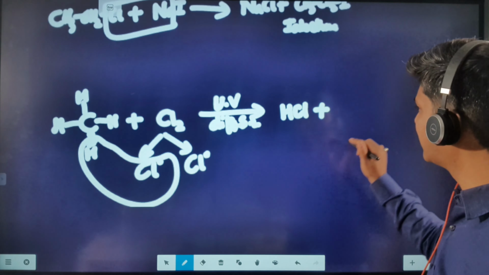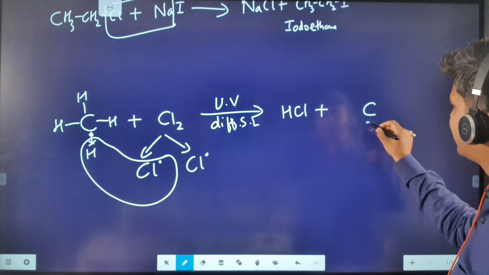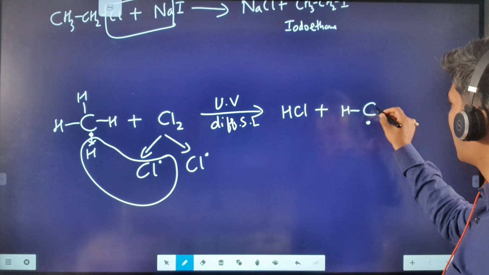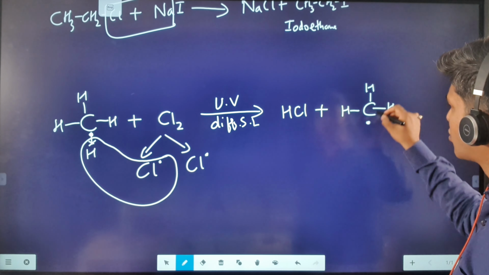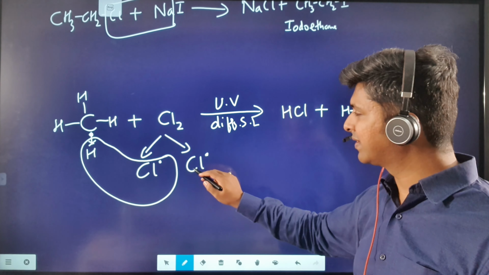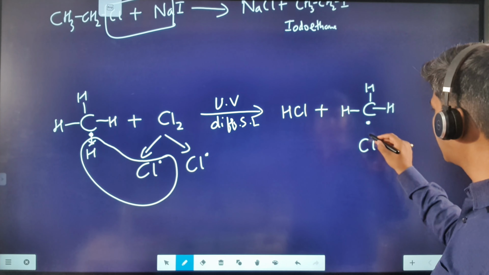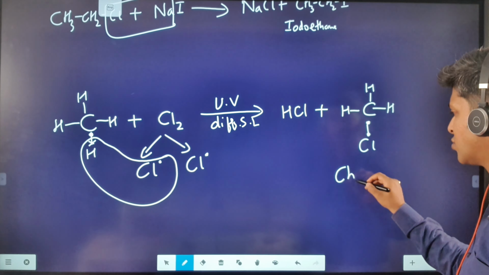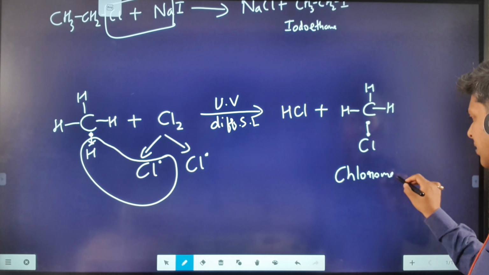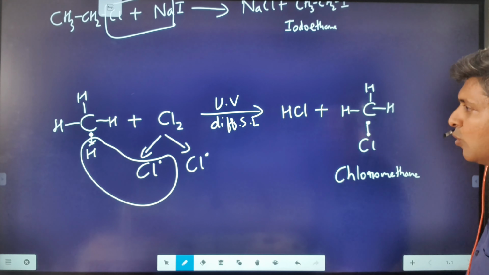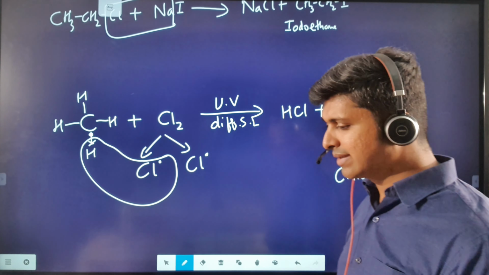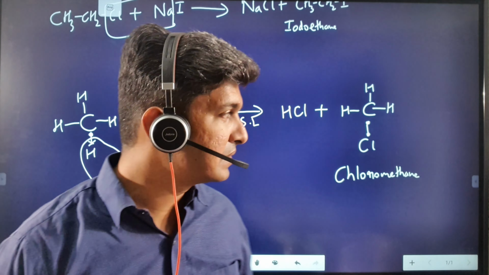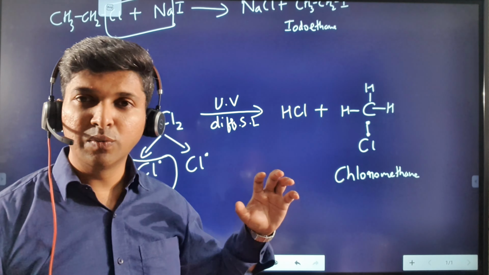Resultingly, what's going to happen with the carbon? The carbon will be left with an unpaired electron, and hence carbon is also unstable now, and this chlorine is also with an unpaired electron. So the chlorine will combine over here. Both of them will combine to form CH3Cl, that is chloromethane. Okay, this is chloromethane.